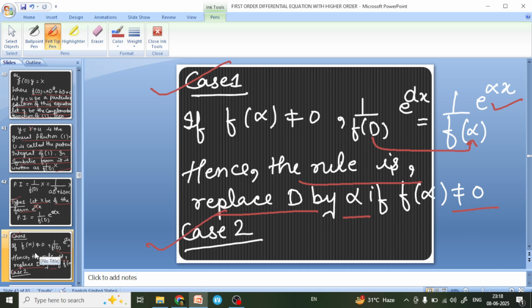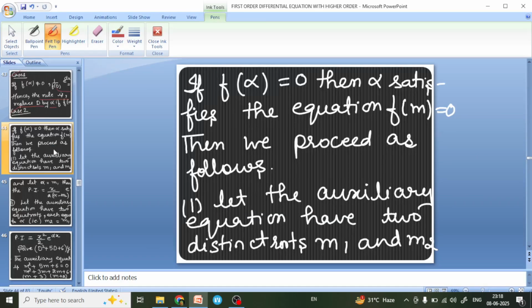In case 2, if f of alpha is equal to 0, then alpha satisfies the equation f of m is equal to 0. Then we proceed as follows.